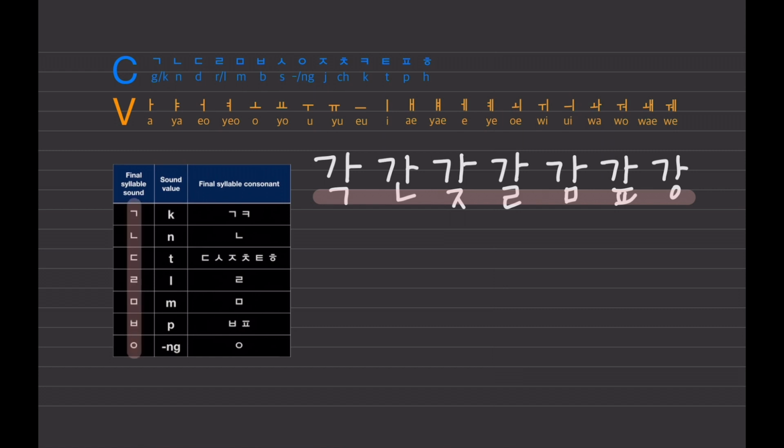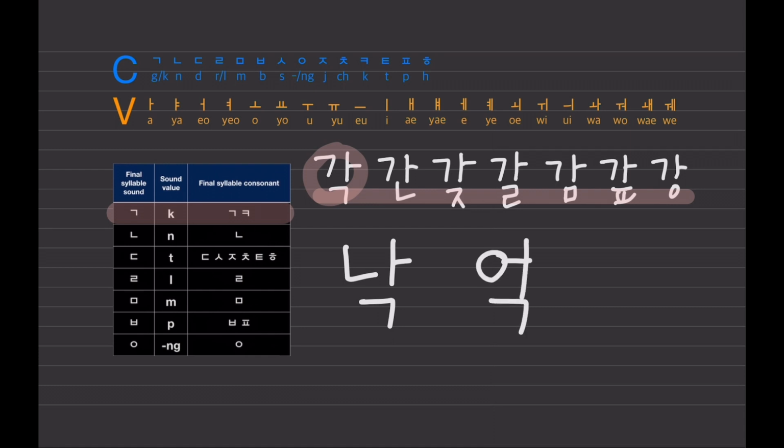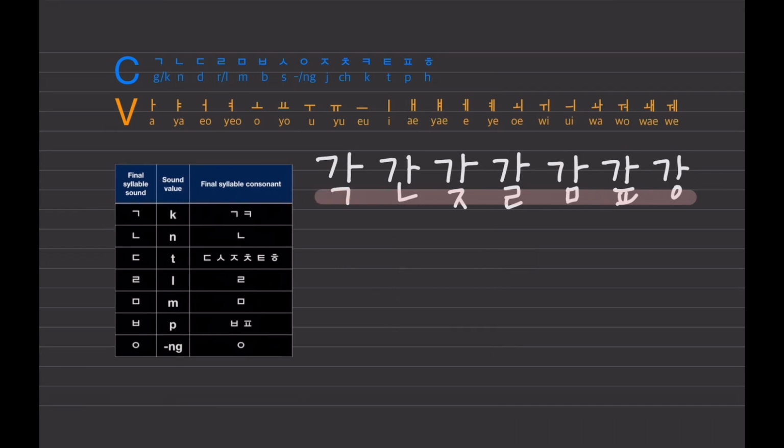There are 7 consonants, and the sounds of other consonants change into one of these 7 sounds. If you see the g or k sound as a 받침, it sounds like K in English. But we still don't read it as 각. We read it as 각. What about this one? We read it as 낙. And this one? 억.